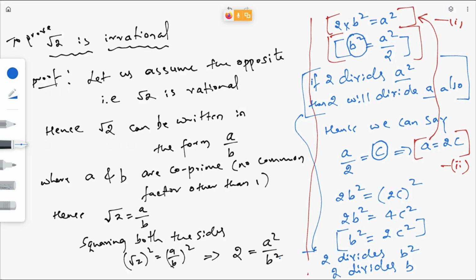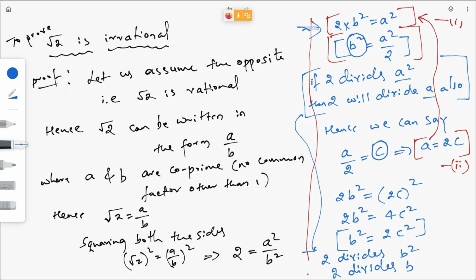2b square is equal to 2c the whole square. Okay, see here. So here we got 2b square is equal to a square. In this step, I replaced this a by 2c. When I replace this a by 2c, you will get 2c whole square, which is 4c square.